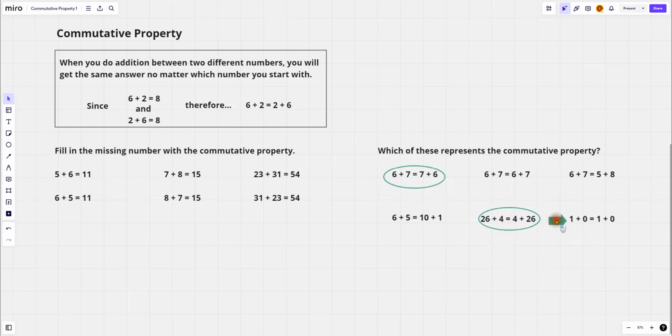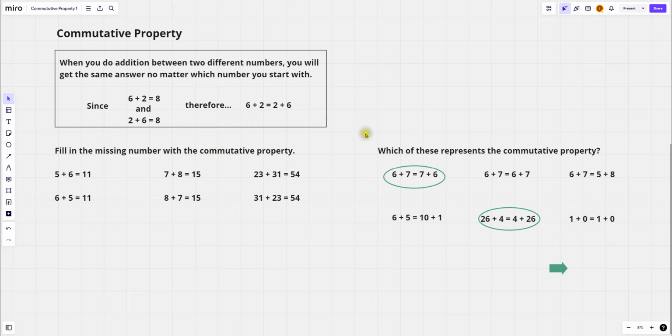Now let's go over here. 1 plus 0 equals 1 plus 0. Now that is true. It's a true statement, right? 1 plus 0 is 1, and that's equal to 1 plus 0, right? This is true. But does it represent the commutative property where we can switch the order of the numbers and the statement is still true? In this case, we did not switch the order of the numbers. So we cannot circle this as representing the commutative property, even though it is a true statement.